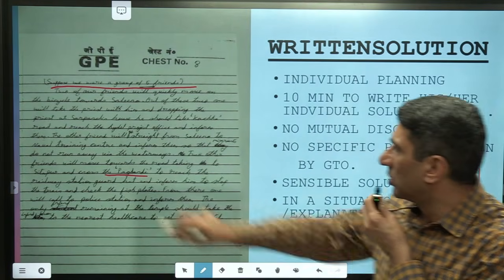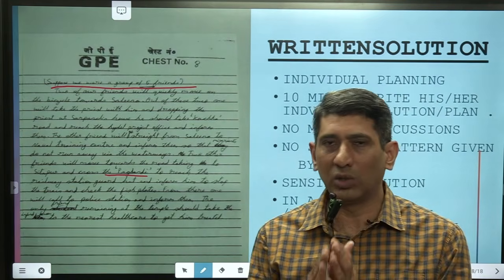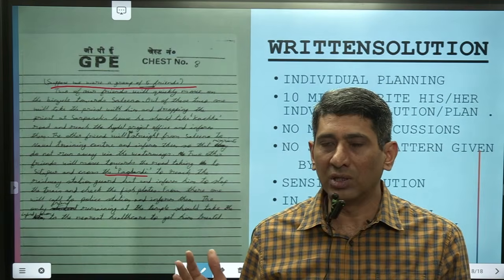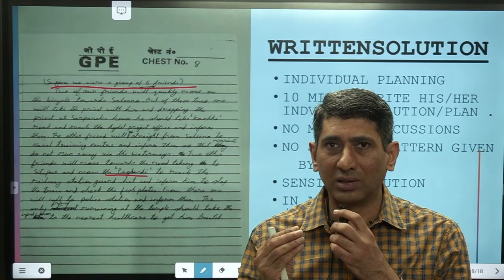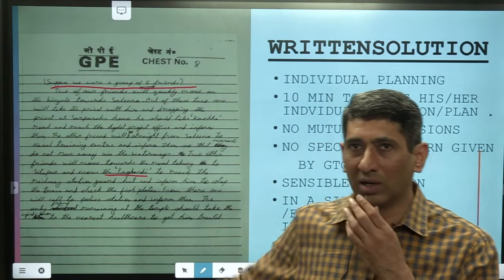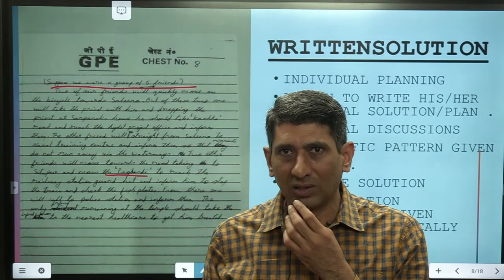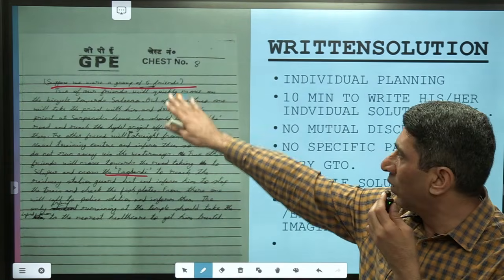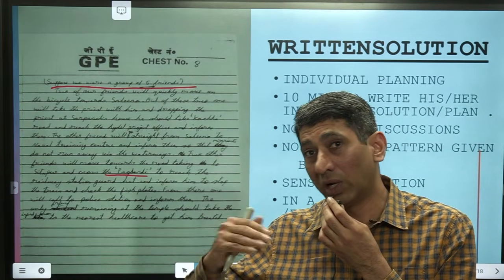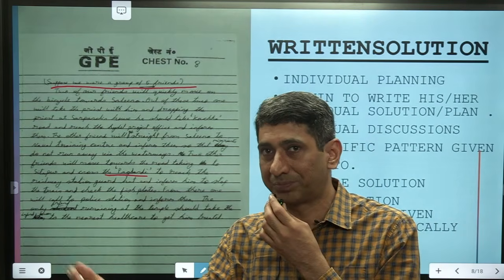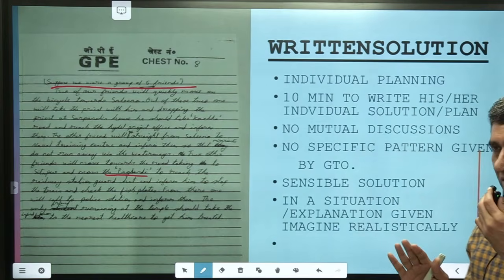Okay, then he is using some, or see, most importantly, your written expression comes out here to the GTO, wherein you will find that he is not a psychologist. He is not going to analyze the thing with respect to psych technique. What he will see here is how you are attempting the problem, and he will correlate it with your discussion part. Okay. Now in this, there will be no mutual discussions permitted.